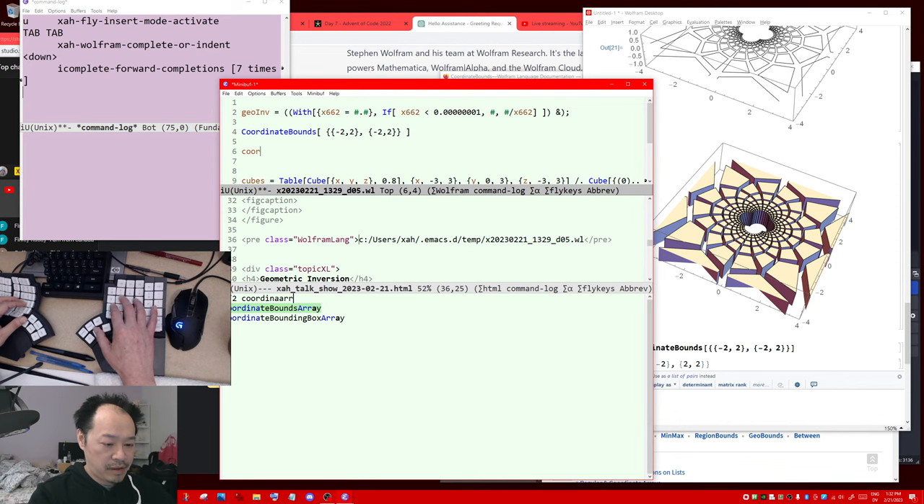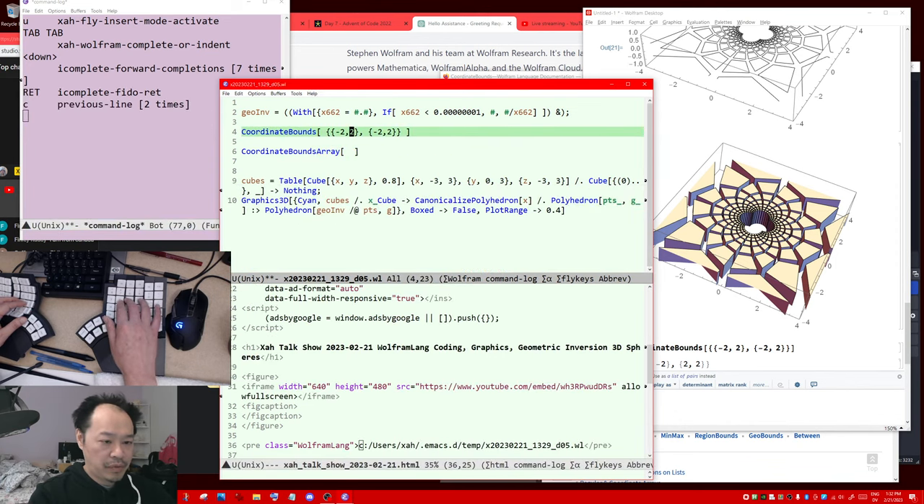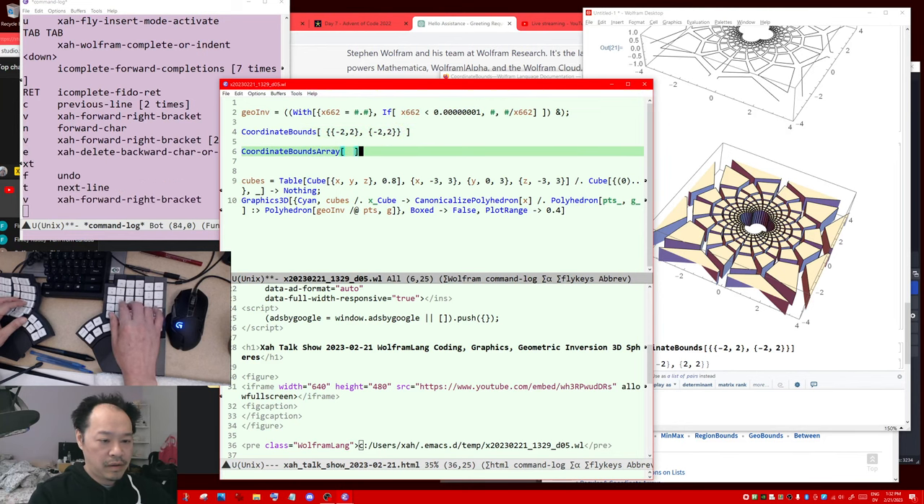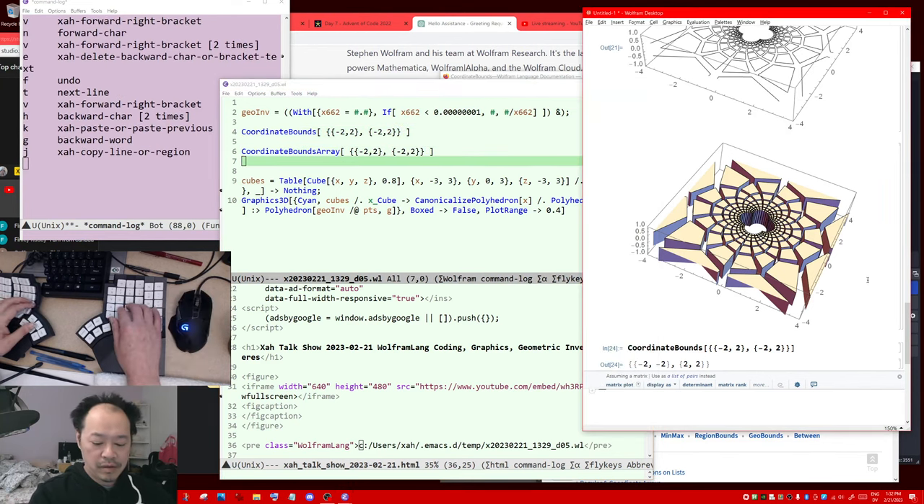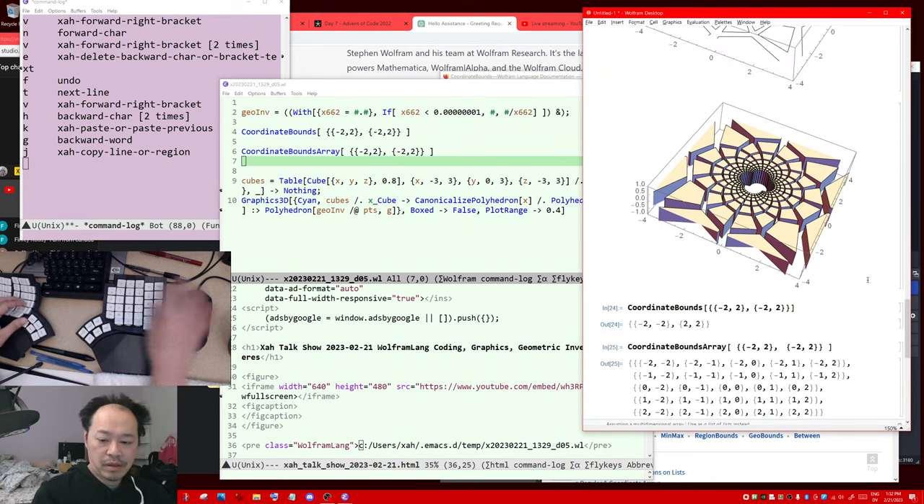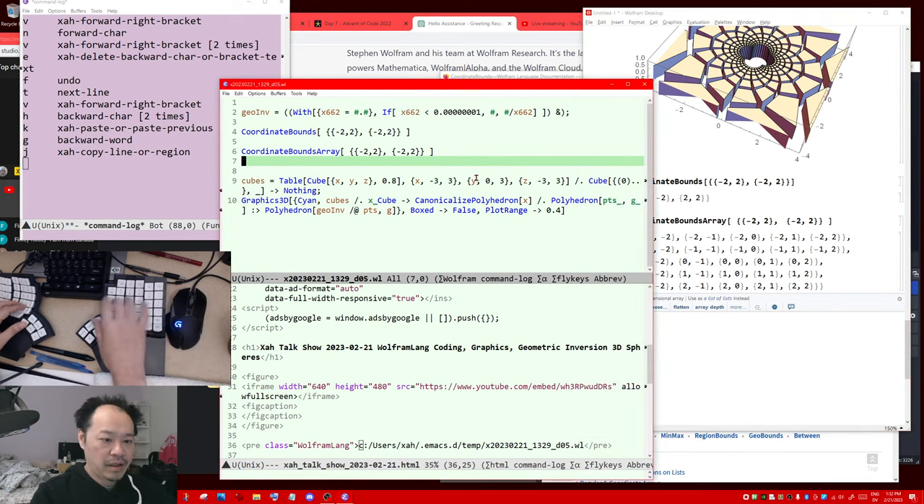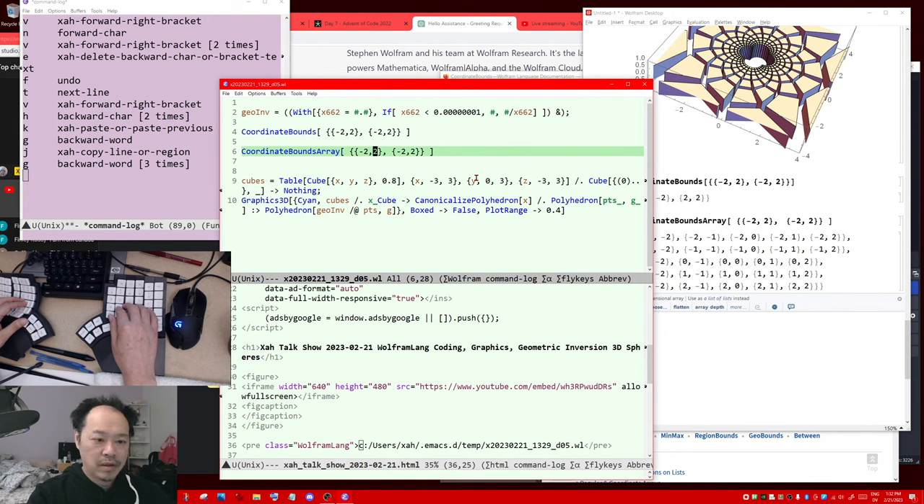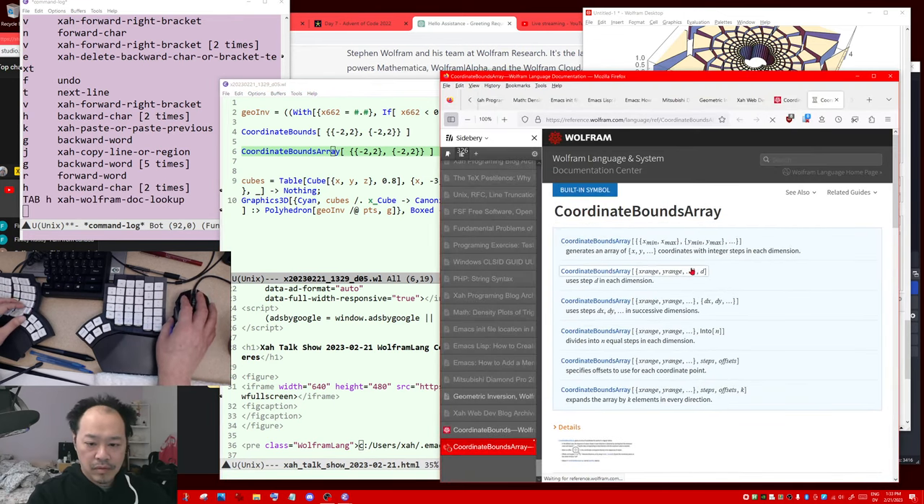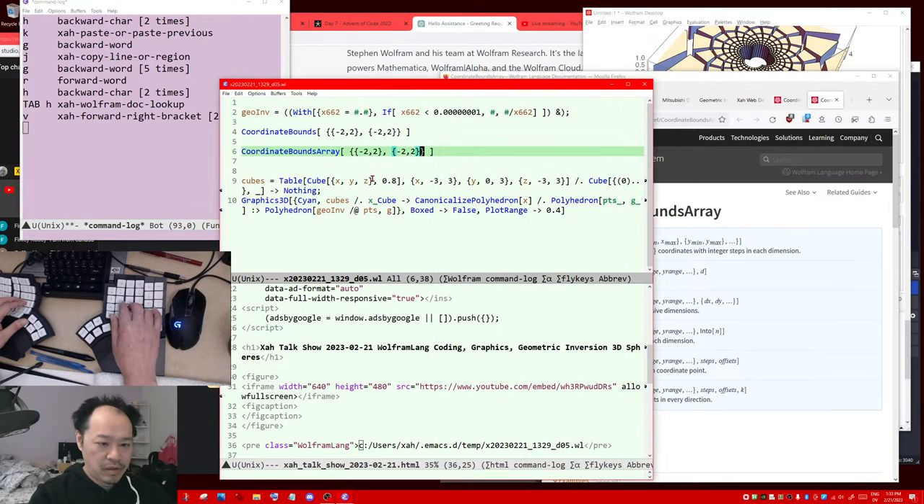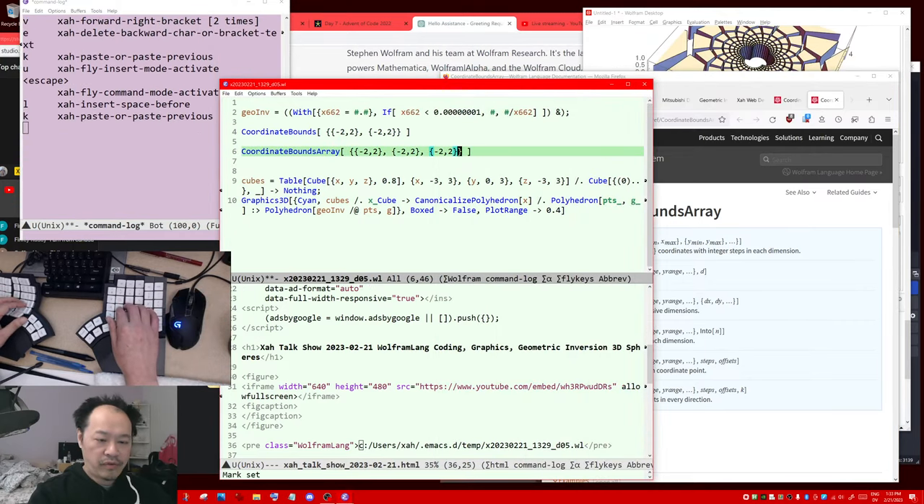coordinates bounds array, okay? So that's what we want. Copy that, paste it, run it. So you can see those are coordinates of a two-dimensional rectangular array. Now, but what we want is three-dimensional. So let's look at the documentation. Oh yeah, so for three-dimensional, you just need one more for Z.